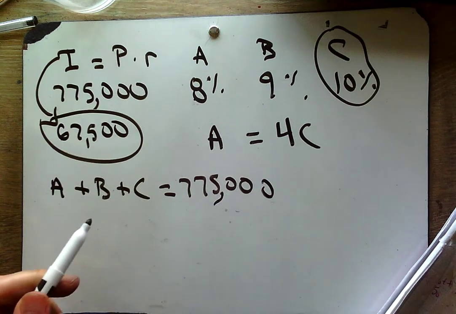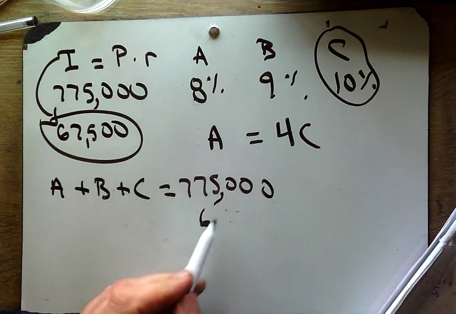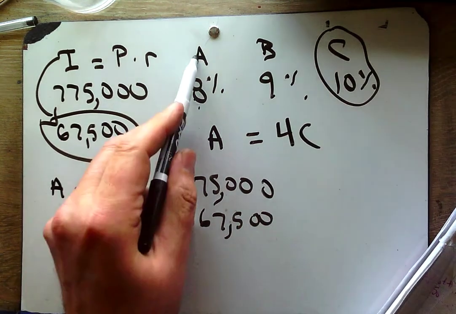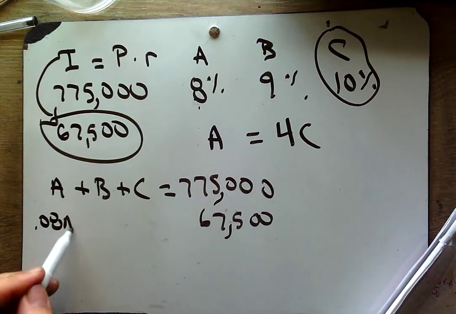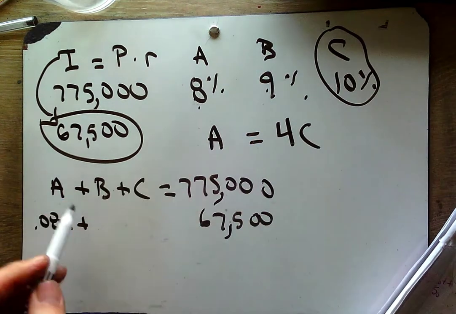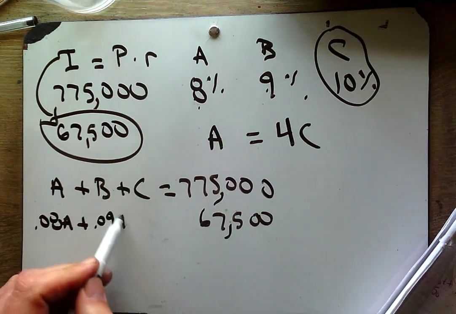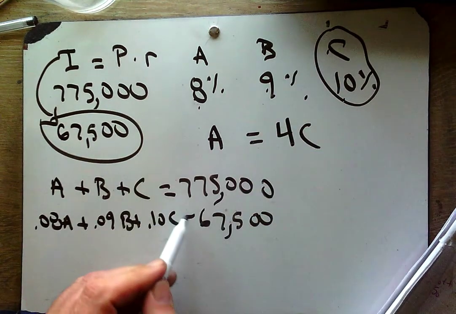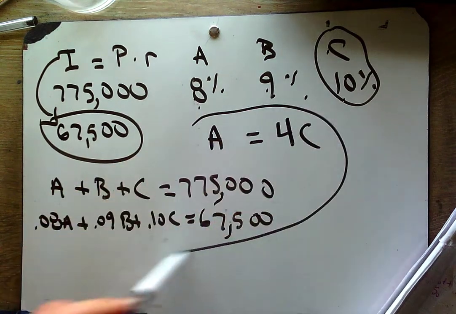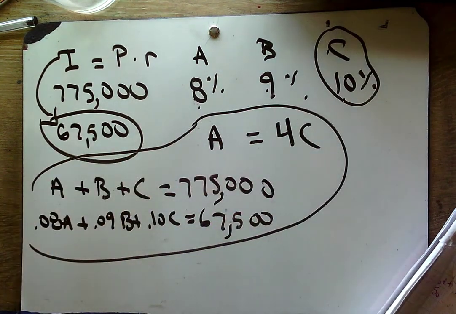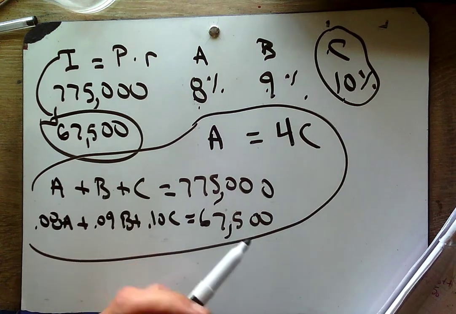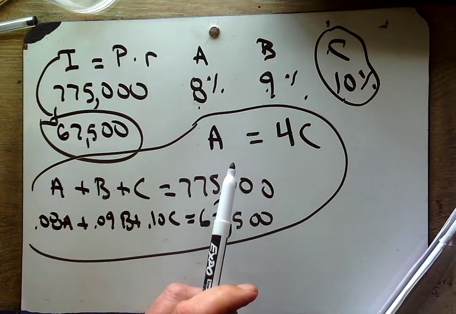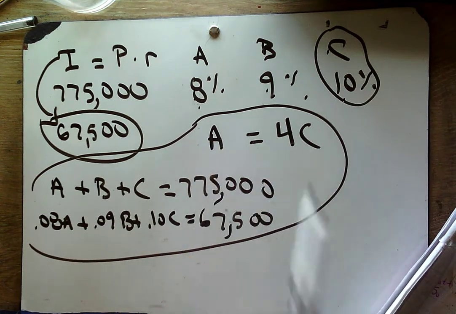And then I had a value equation where we said, okay, that interest is going to be 8% times that amount of money plus 9% times that amount of money plus 10% times that amount. And so now I got my 3 variables and 3 unknowns. And I think rather than solve a 3 variable system here, I'm just going to do substitution. I think I'm going to replace my A's with 4C's.